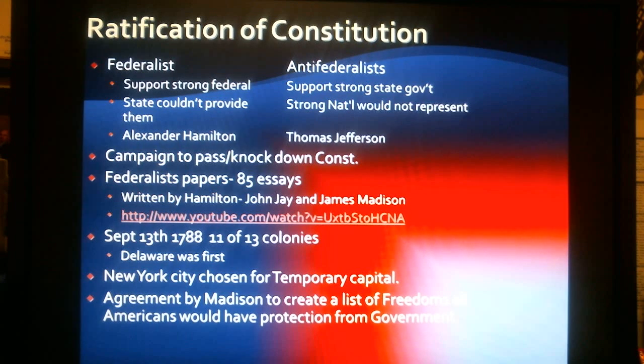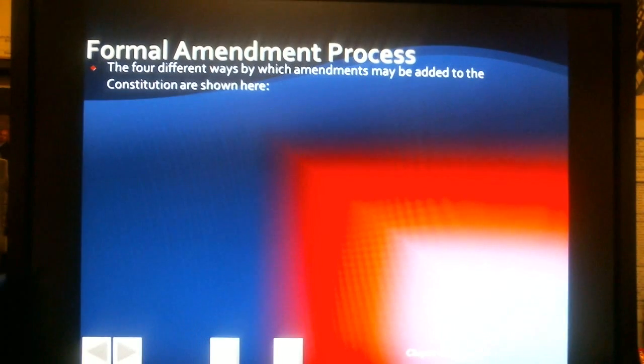So once all this gets established and set up, then the states vote on it. 11 of the 13 colonies pass it. September 13th, 1788. Delaware was the first. Eventually all 13 will pass it. New York was chosen as a temporary capital until a permanent one could be found, and Madison does agree to a list of freedoms that all Americans can have, which becomes known as the Bill of Rights.